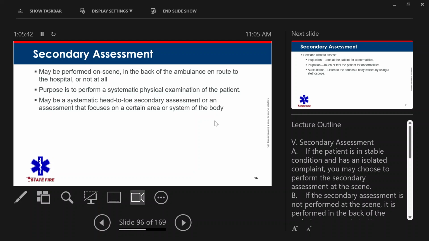How many points are available for the head-to-toe assessment? 5. How many things can you assess there? How many systems can you assess there? Neuro, HENT, head, neck, and chest, lungs, heart, great vessels, skin, musculoskeletal, psychosocial, vaccination. That's a lot, but there's only 5 points. So what does that mean to you?